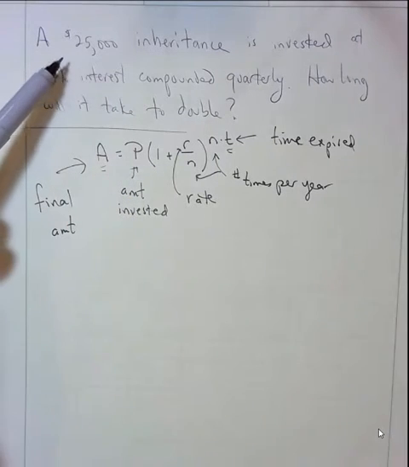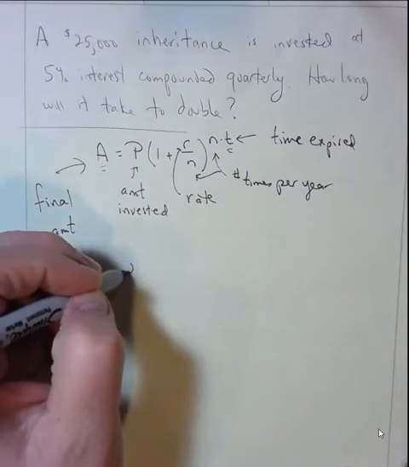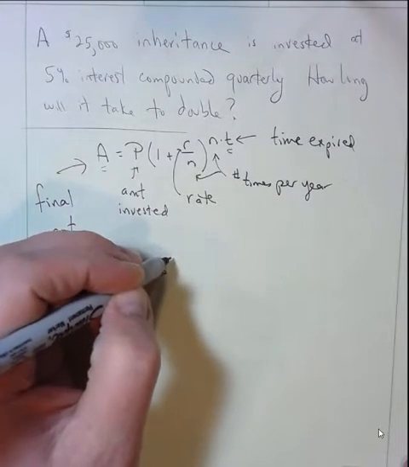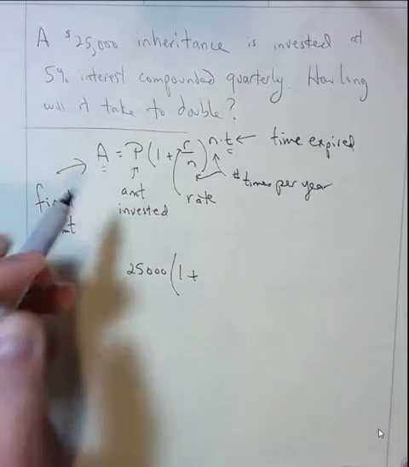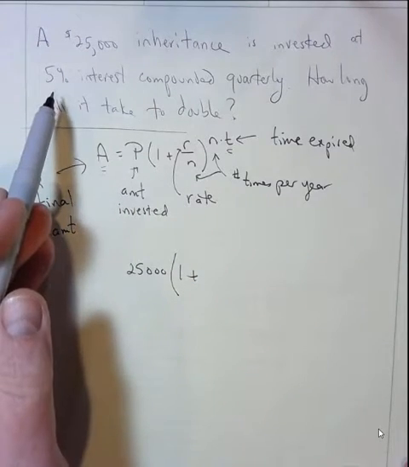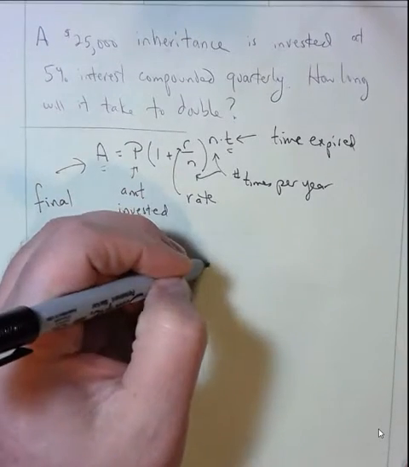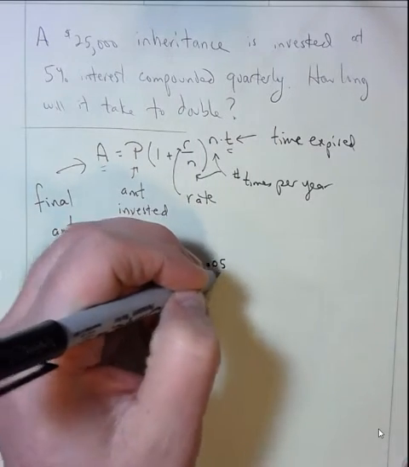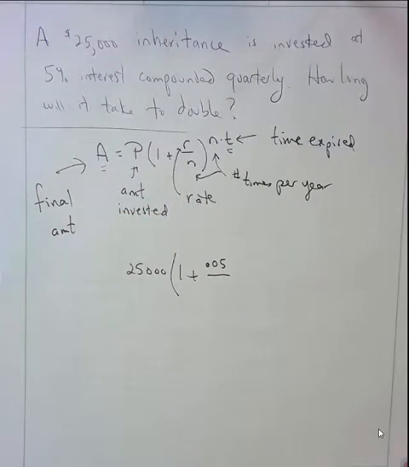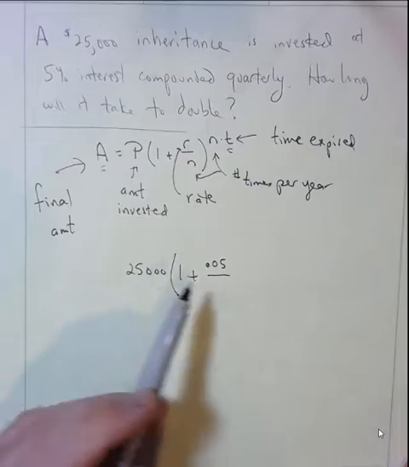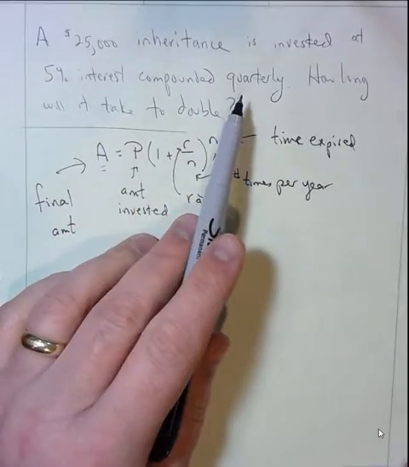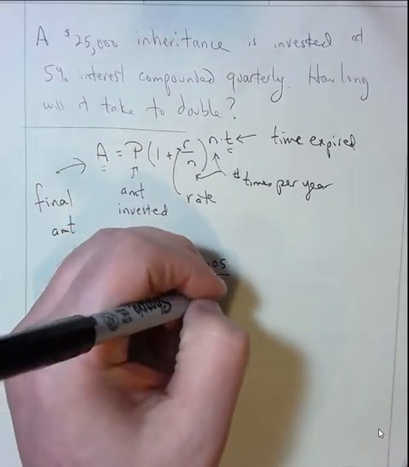So here in this problem, a $25,000 inheritance, that's the initial amount invested. It's invested at 5% interest. Now we don't put in the number 5. Remember, we put in 0.05. We decimalize the interest rate. It's compounded quarterly, which means 4 times per year.